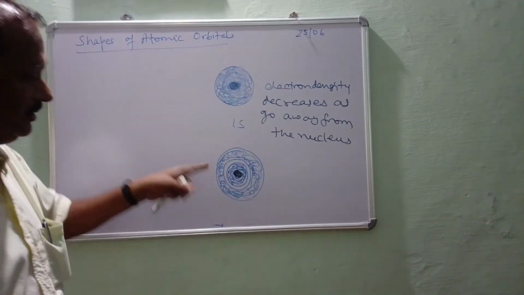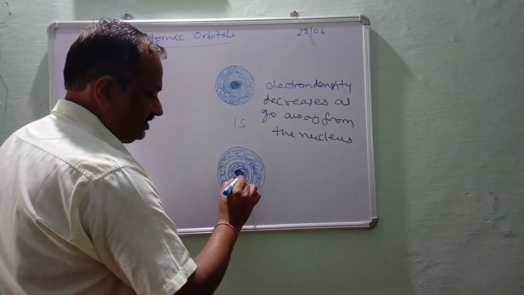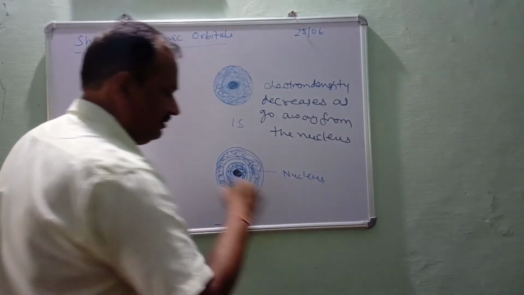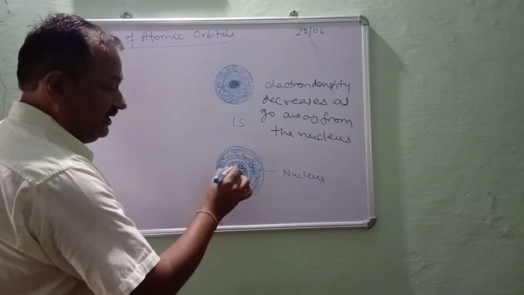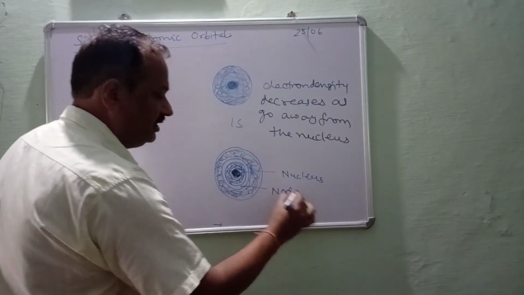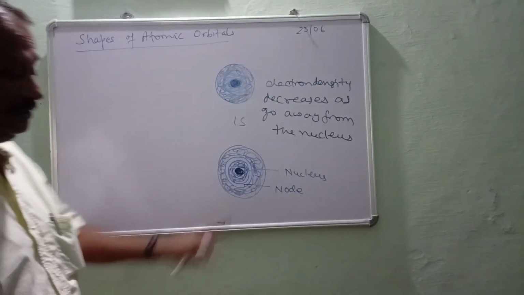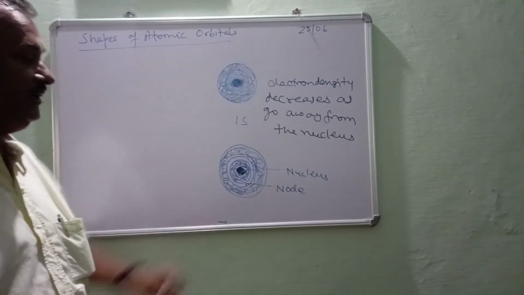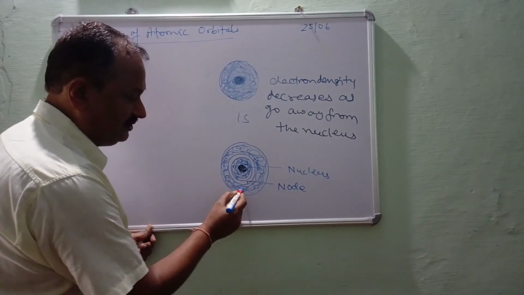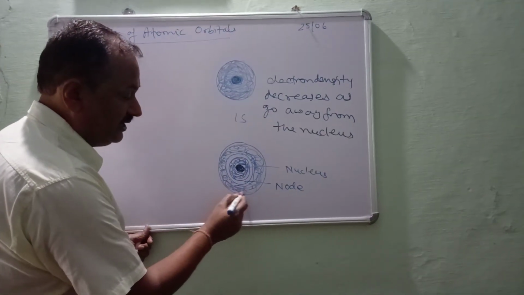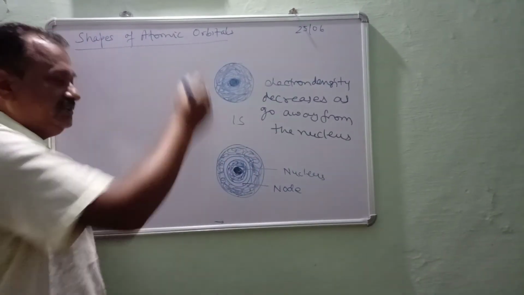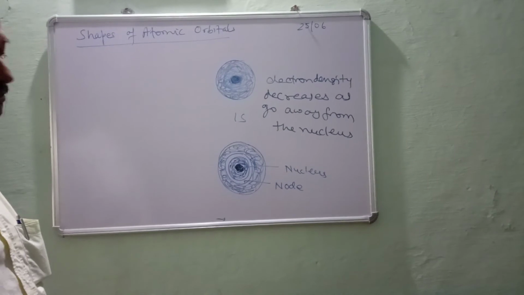Now see, this is again the nucleus. Around the nucleus there is electron density, and this empty space is called a node. A node is the area where there is no electron. And again, the electron density here increases, and it never becomes equal to 0. Thus this is about the 1s and 2s orbitals.